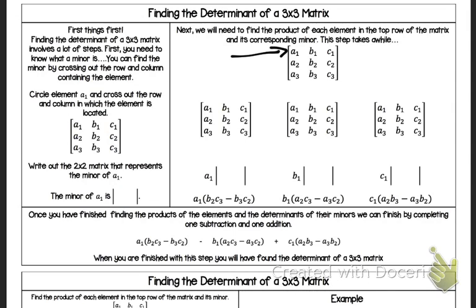So first we are finding the minor of A1. So we cross out these guys. So we get A1, minor B2, C2, B3, C3.